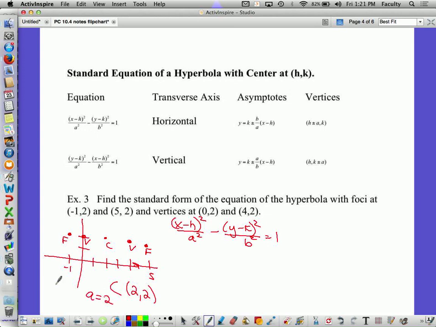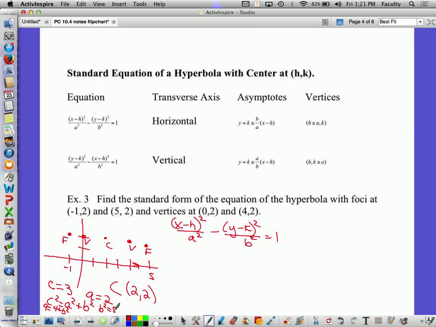2. We also know c. c is the distance from the center to the foci. Isn't that 3? And all we need is b. How are we going to find b? c. Good job. c squared equals a squared plus b squared. So I'm getting 9 equals 4 plus b squared. So b squared is 5.